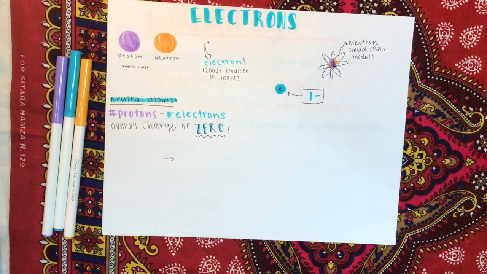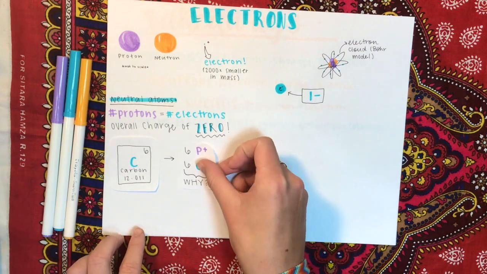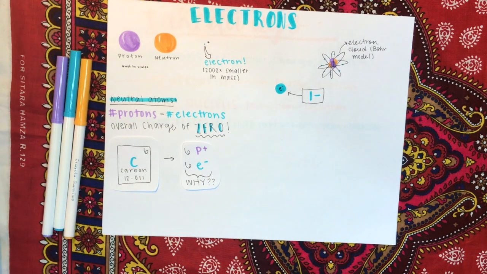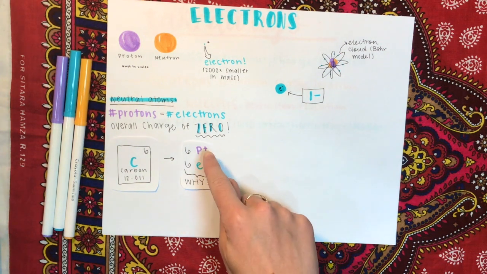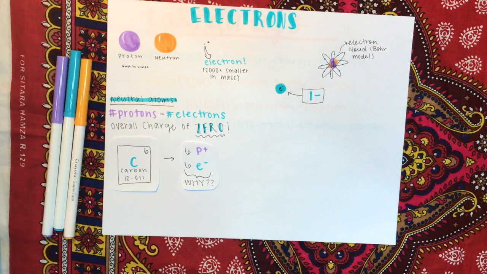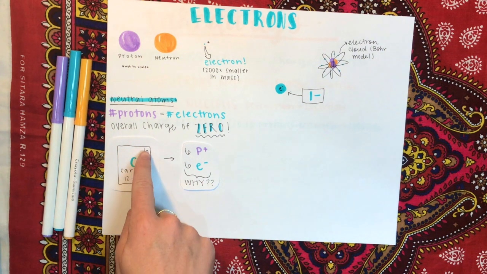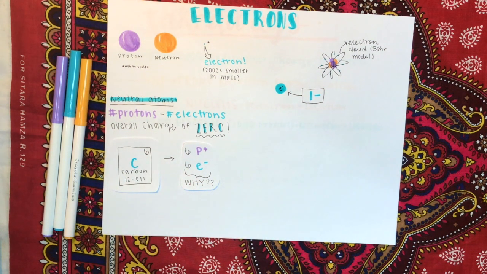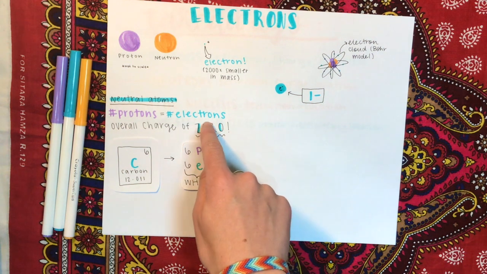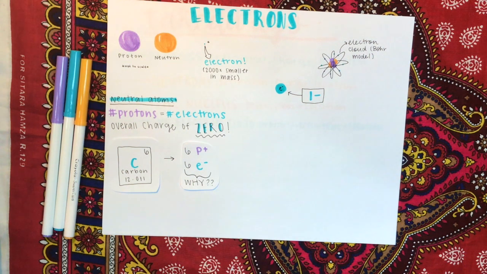Take carbon, for example. One neutral carbon atom has 6 protons and 6 electrons. Let's check the math to find out why that is true. Each proton holds a charge of 1 plus. Each electron holds a charge of 1 minus. There are 6 protons in carbon. We know this because its atomic number is 6, and we know that a neutral atom should have an overall charge of 0, right? So now we can set up an equation to solve for the number of electrons in a neutral atom of carbon.